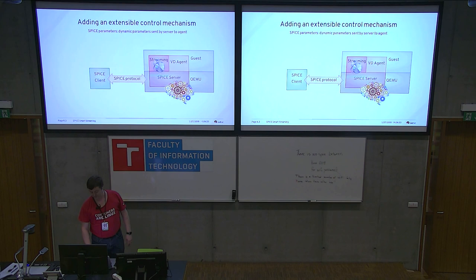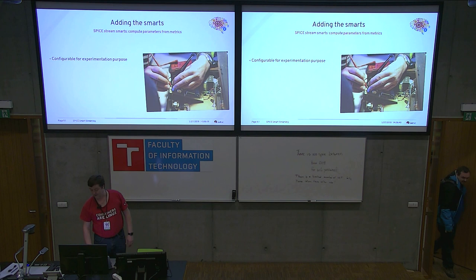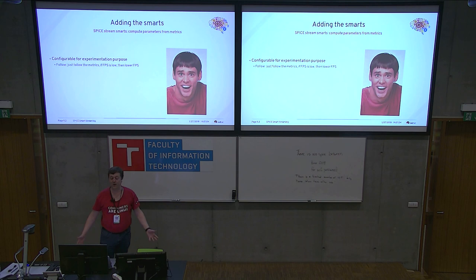And then there was a need to add some smarts in the server. I wanted this to be configurable for experimentation purposes because I did not know what I was doing at all, so I could adjust it to try to find a good way. But I thought initially of a simple technique: if you can only display at 20 FPS, then configure the host to send 20 FPS. So that's a follow algorithm. It's extremely dumb, and that was what I wanted to start with.